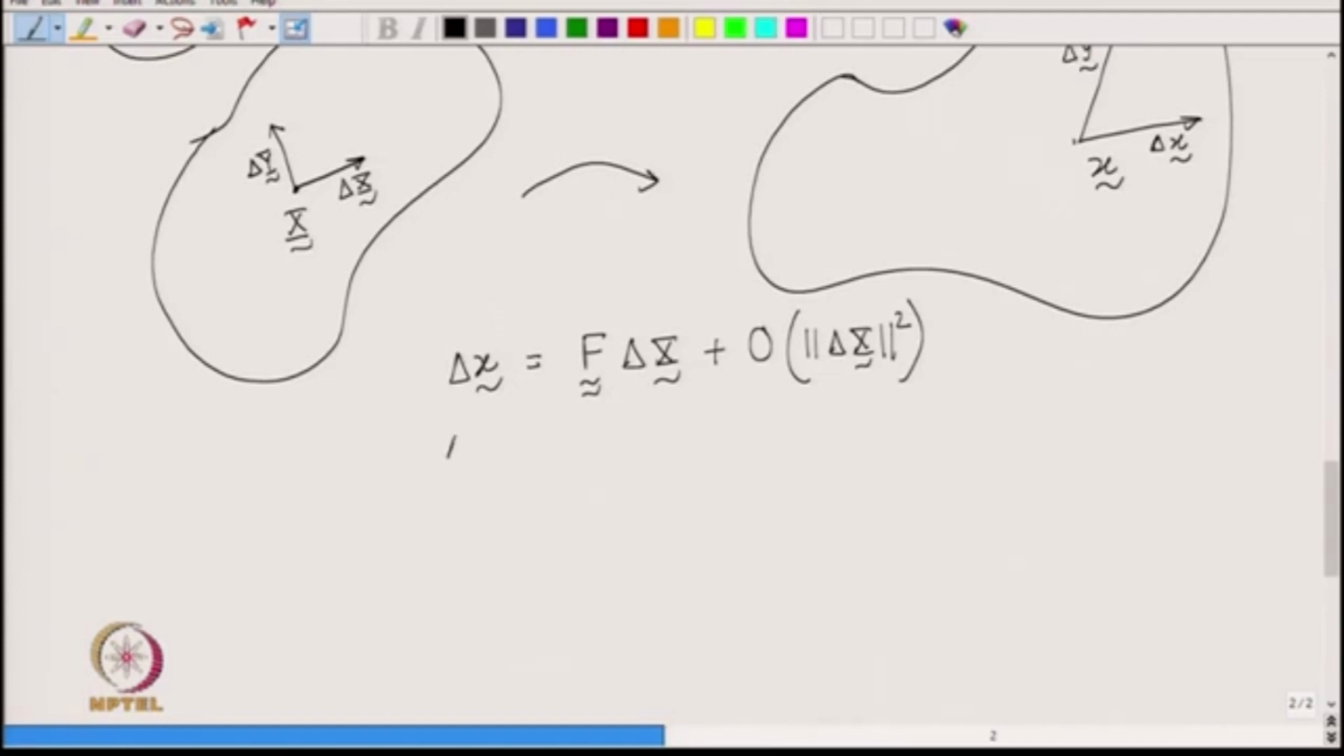And you can do the same thing for delta small y here, because we have another line element here. So, we can write it as big F times delta big Y plus something of the order of delta big X square. See, I want to keep these terms here, because we do not know whether they are going to become significant or not.